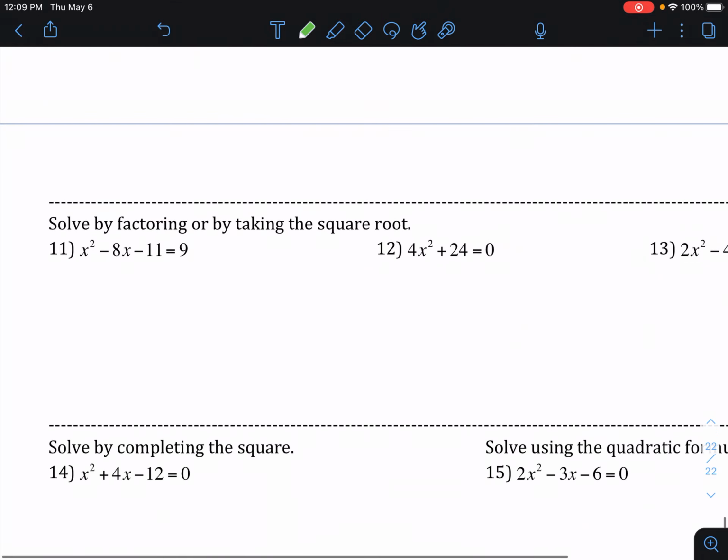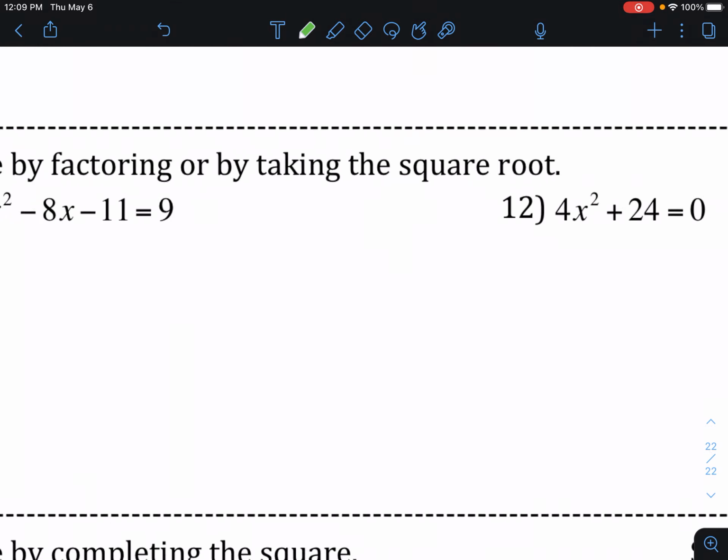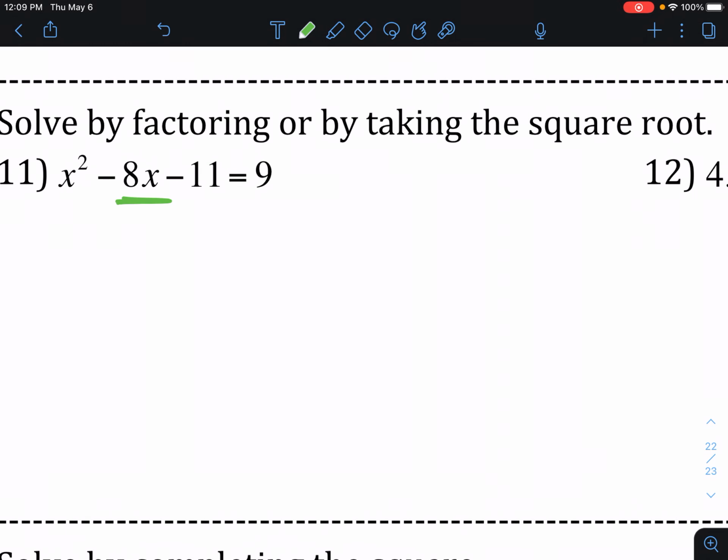Number 11, I can solve by factoring or taking the square root. I can't do the square root method here though, because I have this x term that's not allowed. So let's first get it equal to 0. We're going to subtract 9. If you're going to factor or use the quadratic formula, you need to set it equal to 0. However, there is no quadratic formula option here, because the directions say you got to solve by factoring. So this can be factored.